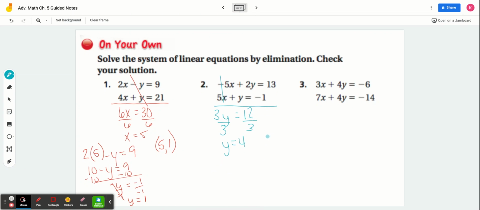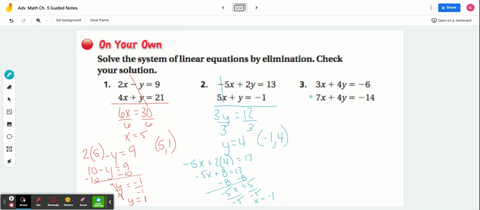Now again, we can take that back up and plug it back in. So we have negative 5x plus 2 times 4 equals 13. We know that 2 times 4 is 8. We can find that negative 5x equals 5. So x equals negative 1. Again, we can take these two values and write them as an ordered pair for the solution of the system.